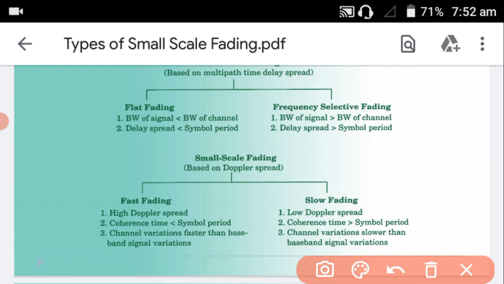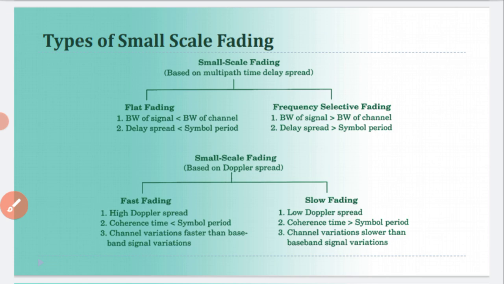Okay, hope you understand the concept between flat fading and frequency selective fading. Of the two, flat fading has less effect on the signal. That is, the fading will be too low in case of flat fading. So what about frequency selective fading? The fading is very high, since the channel bandwidth is very low compared to the bandwidth of the signal. Okay, this is the thing which causes the small scale fading.